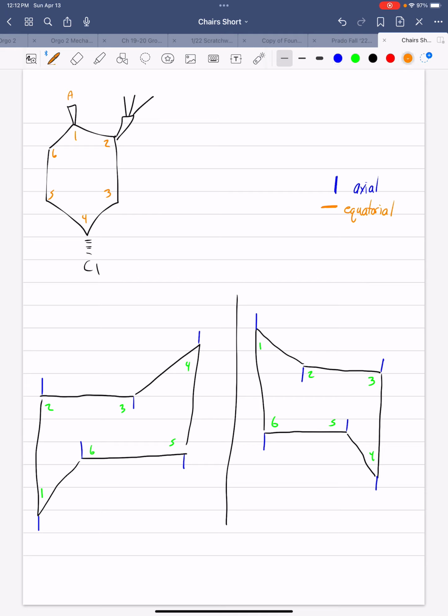Now for our equatorial groups, we're kind of just going to do the opposite of what is already there. So looking at this left chair, carbon 1 has an axial line going down, so we're going to have an orange equatorial line going up. 2 already has an axial line going up, so we're going to draw an orange line coming down, or down-ish. 3 up-ish, 4 down-ish, and you can kind of see this pattern. Come over here to the right chair, down, up, down, up, down, up. And you always want to draw those groups as outside of the ring as possible.